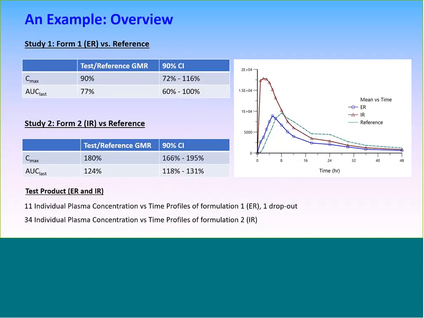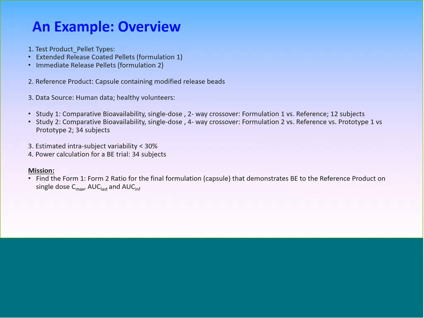In this example, there are 2 types of pellets that are intended to produce extended release and immediate release profiles. We call them formulation 1 and formulation 2. The reference product is a capsule containing modified release beads.